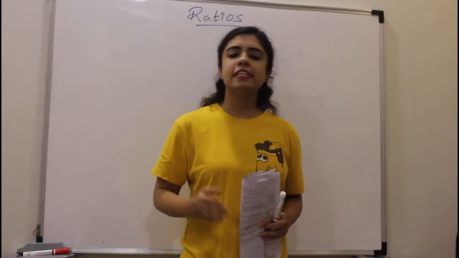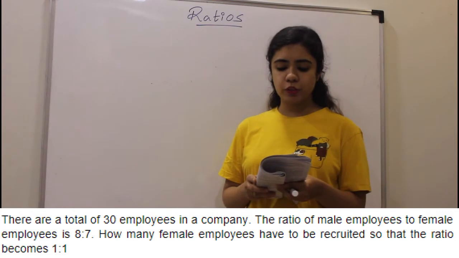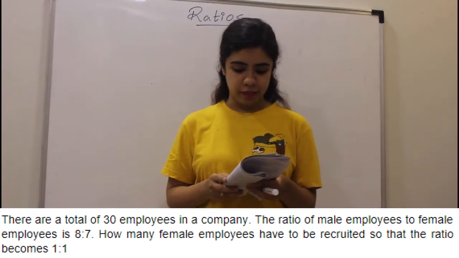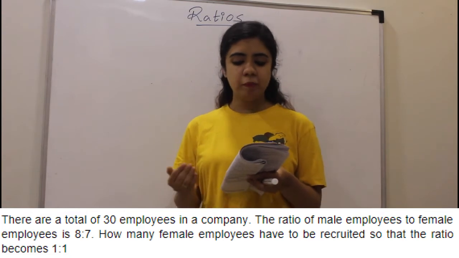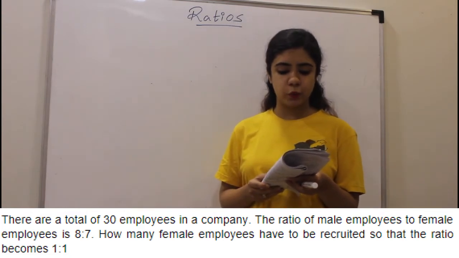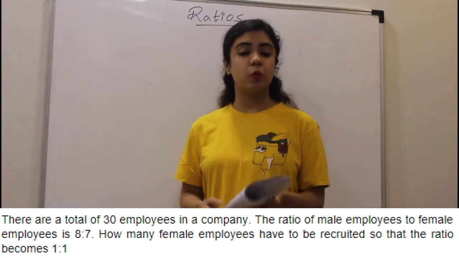Let's start with a few word problems. Let's see the first word problem. What does it say? It says there are a total of 30 employees in a company. The ratio of males to females is 8 is to 7. How many female employees have to be recruited so that the ratio becomes 1 is to 1?